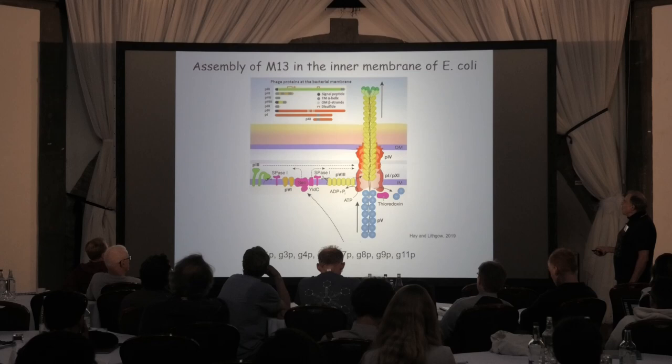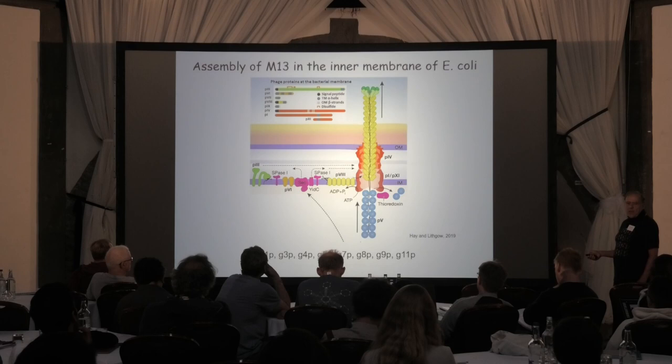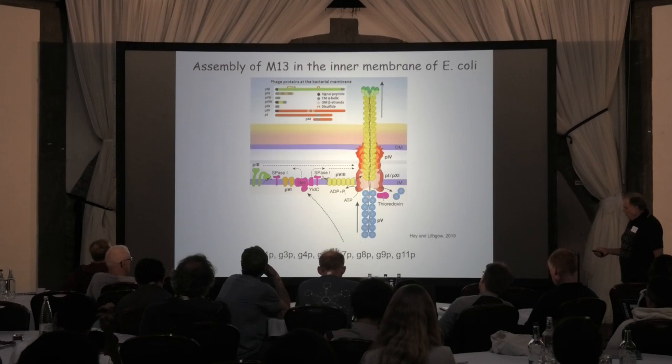What is known structurally is the outer membrane path. You have a huge secretin-like protein which has actually 60 beta sheets in the outer membrane, and this traverses the particle which is assembled in the inner membrane and then secreted through.